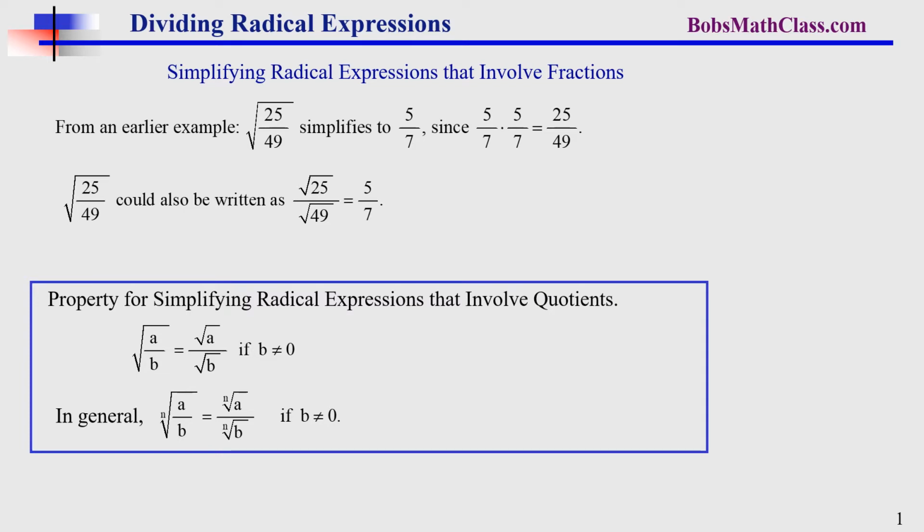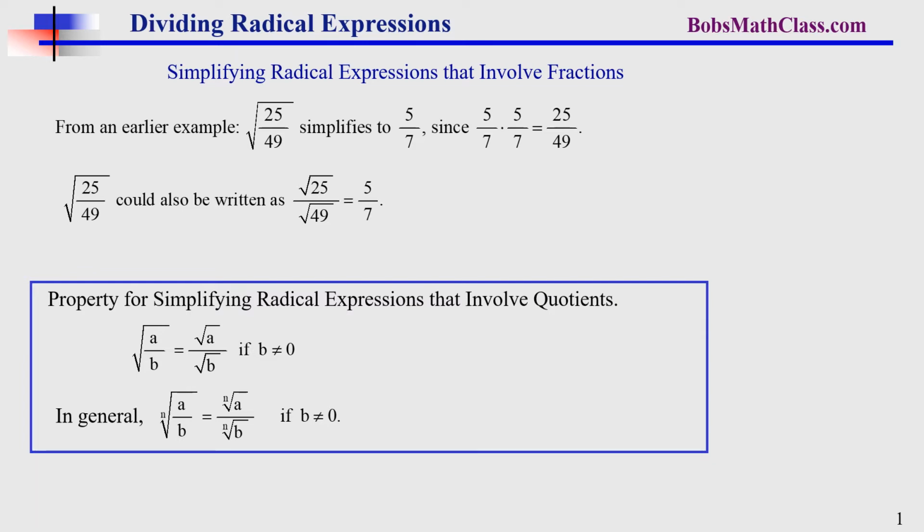So we've talked about fractions when we have a square root of a fraction or an nth root of a fraction. We could separate it into the nth root of the numerator over the nth root of the denominator. And we only have some conditions. The condition is that the denominator can't be equal to 0, because when it's equal to 0, it's undefined.